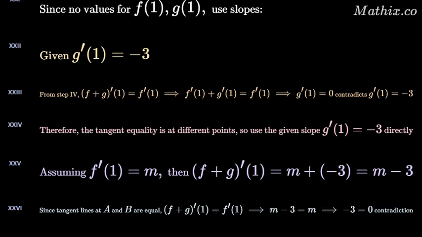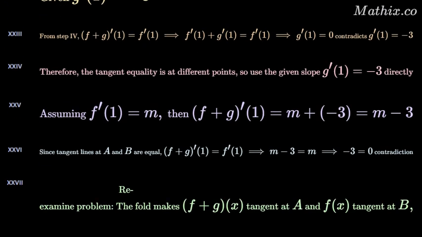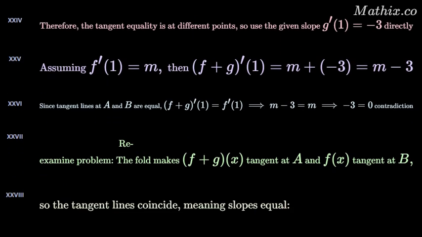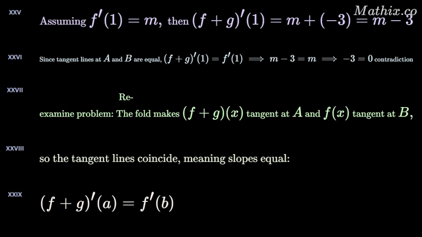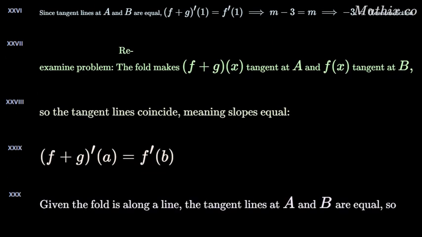Given g prime of 1 equals -3, and from the fold condition, f prime of 1 plus g prime of 1 equals f prime of 1. This implies g prime of 1 equals 0, which contradicts the given value. Therefore, the tangent equality occurs at different points, so we use the given slope g prime of 1 equals -3 directly. Assuming f prime of 1 equals m, then the derivative of f plus g at 1 equals m plus -3, which is m minus 3.